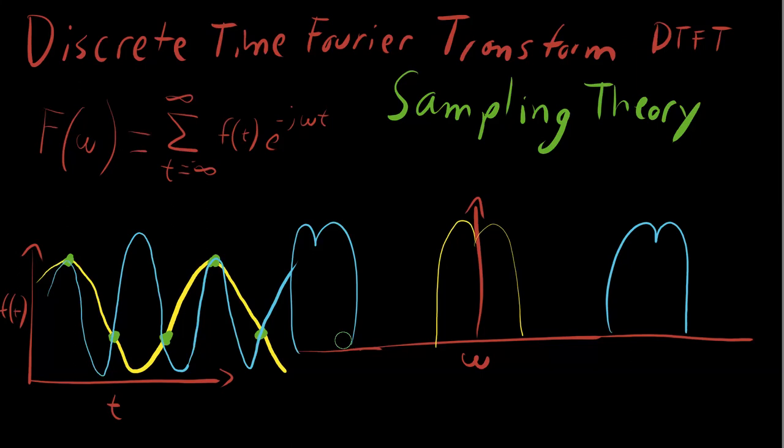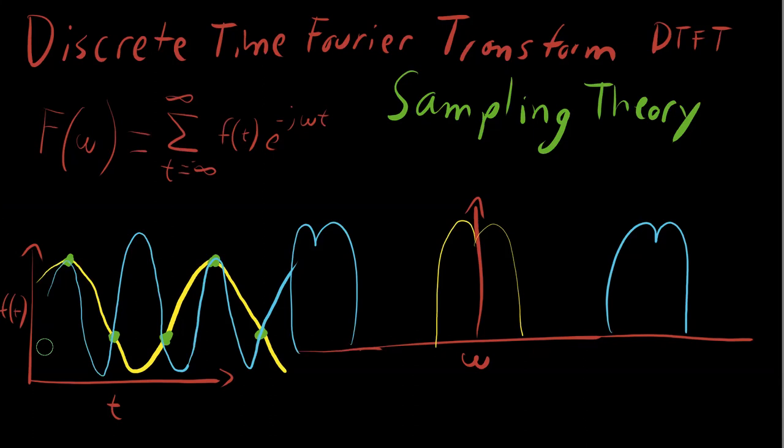And that is a very, very critical concept. The moment you sample the data, the moment you have intervals with which you are looking at your signal, you end up with an infinite number of copies of the Fourier transform. You have to, because again, you can't differentiate between these.